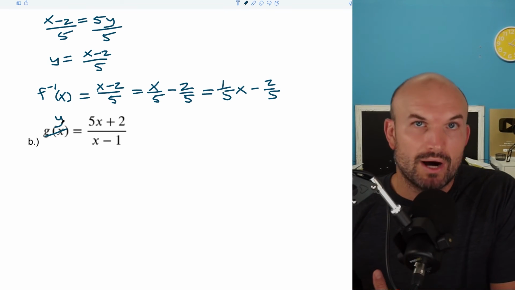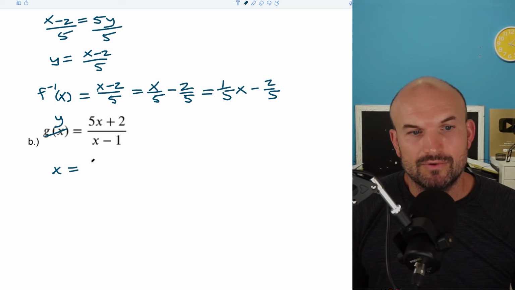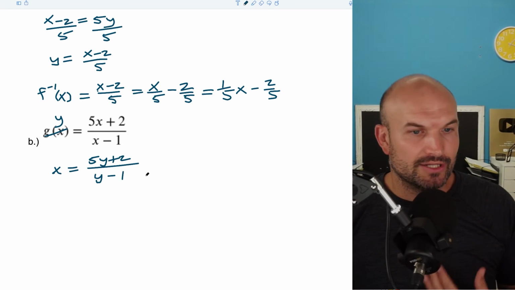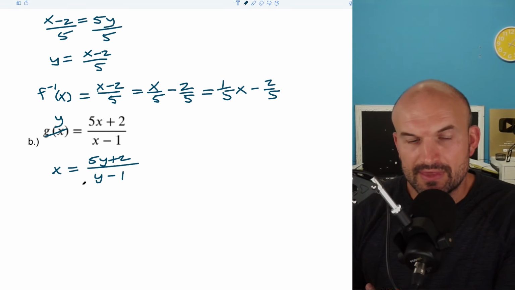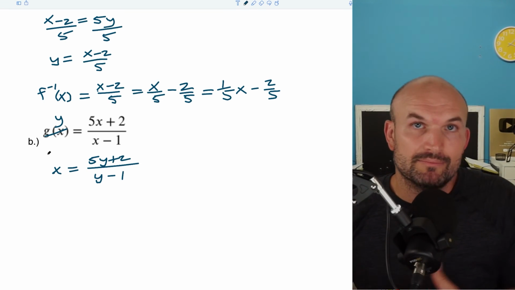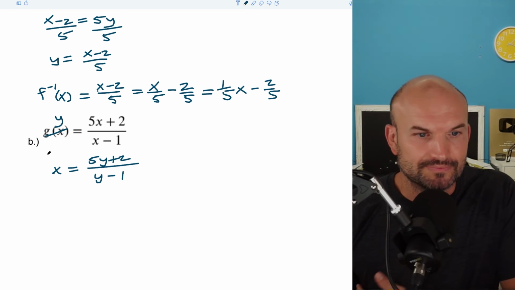You replace g of x with y, and now what we're going to do is swap our variables. So x equals (5y plus 2) over (y minus 1). Okay, now what we need to do is solve for y. So how do we do that? The reason I wanted to cover this is because it's really important as you're getting prepared for precalculus. This kind of solving technique comes in really handy.